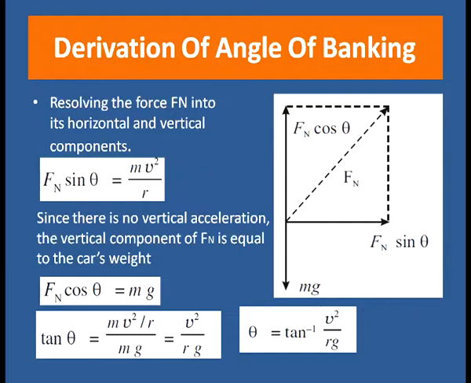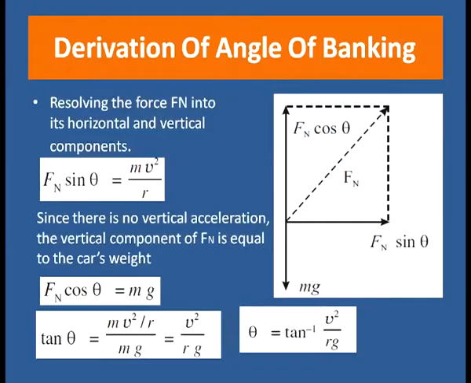From here we can calculate the angle of banking theta, which is equal to tan inverse v squared by rg. This is the expression for angle of banking theta, which is equal to tan inverse v squared by rg. Here in this expression, we can see that the angle of banking theta depends upon the speed v and the radius of curvature r.